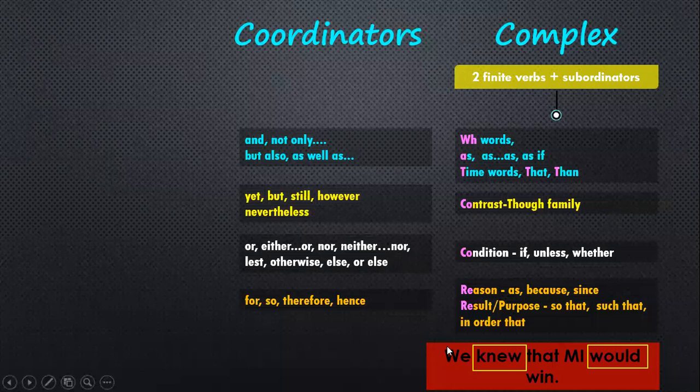But wait, these two finite verbs are connected with a subordinating conjunction. Now we all know which is that subordinating conjunction. And that is that, exactly. That is the subordinating conjunction. Hence, it is known as a complex sentence.